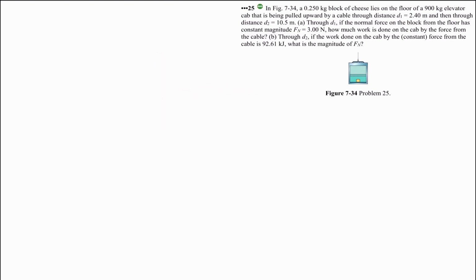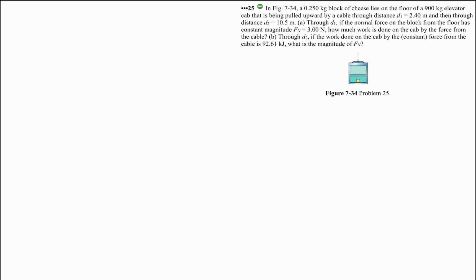And then it gets pulled another 10.5 meters. So this motion of pulling the cab up is performed in two sections. The first part is 2.4 meters, and the second part is 10.5 meters. Okay, and then through the first distance, we're told that if the normal force on the block of cheese from the floor has a constant magnitude of 3 newtons, how much work is done on the cab by the force from the cable?